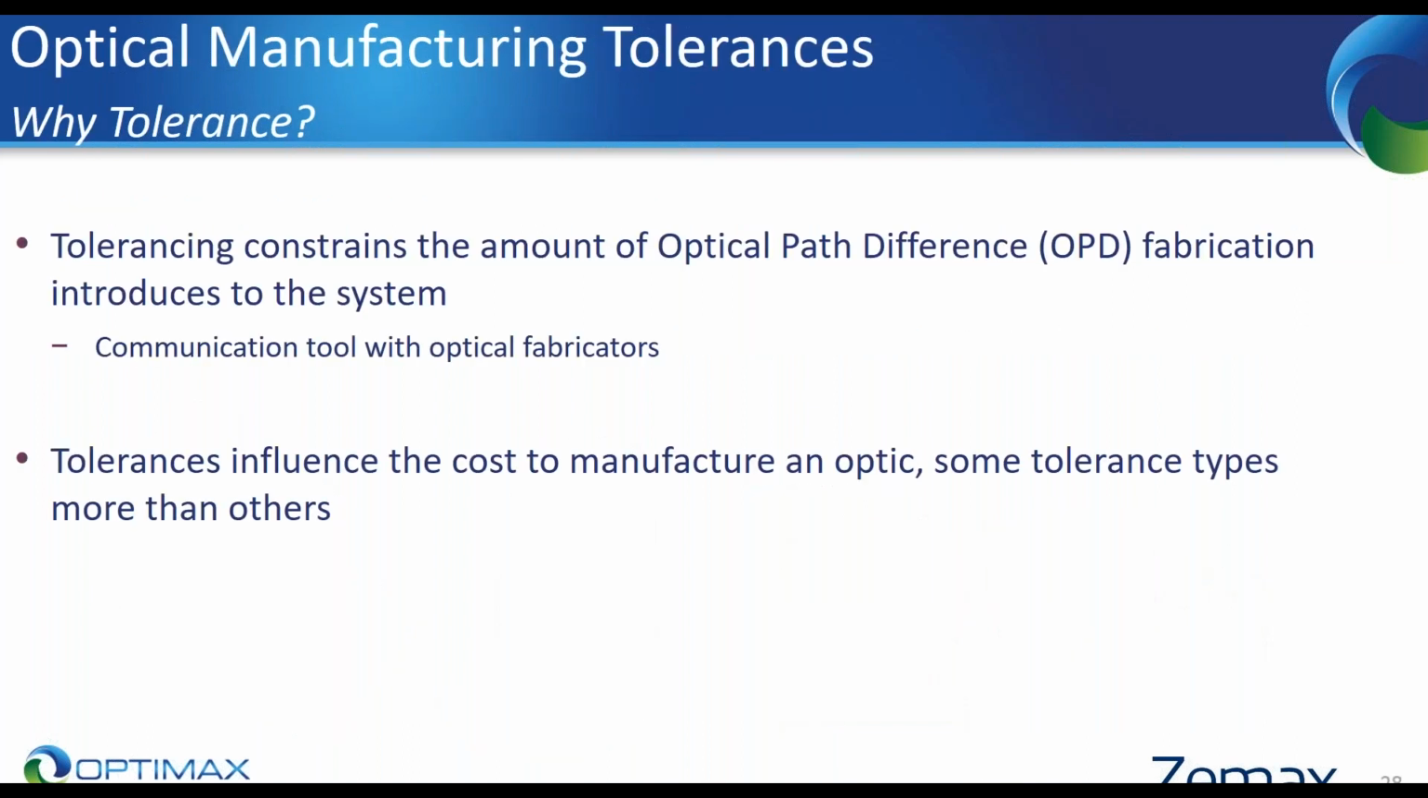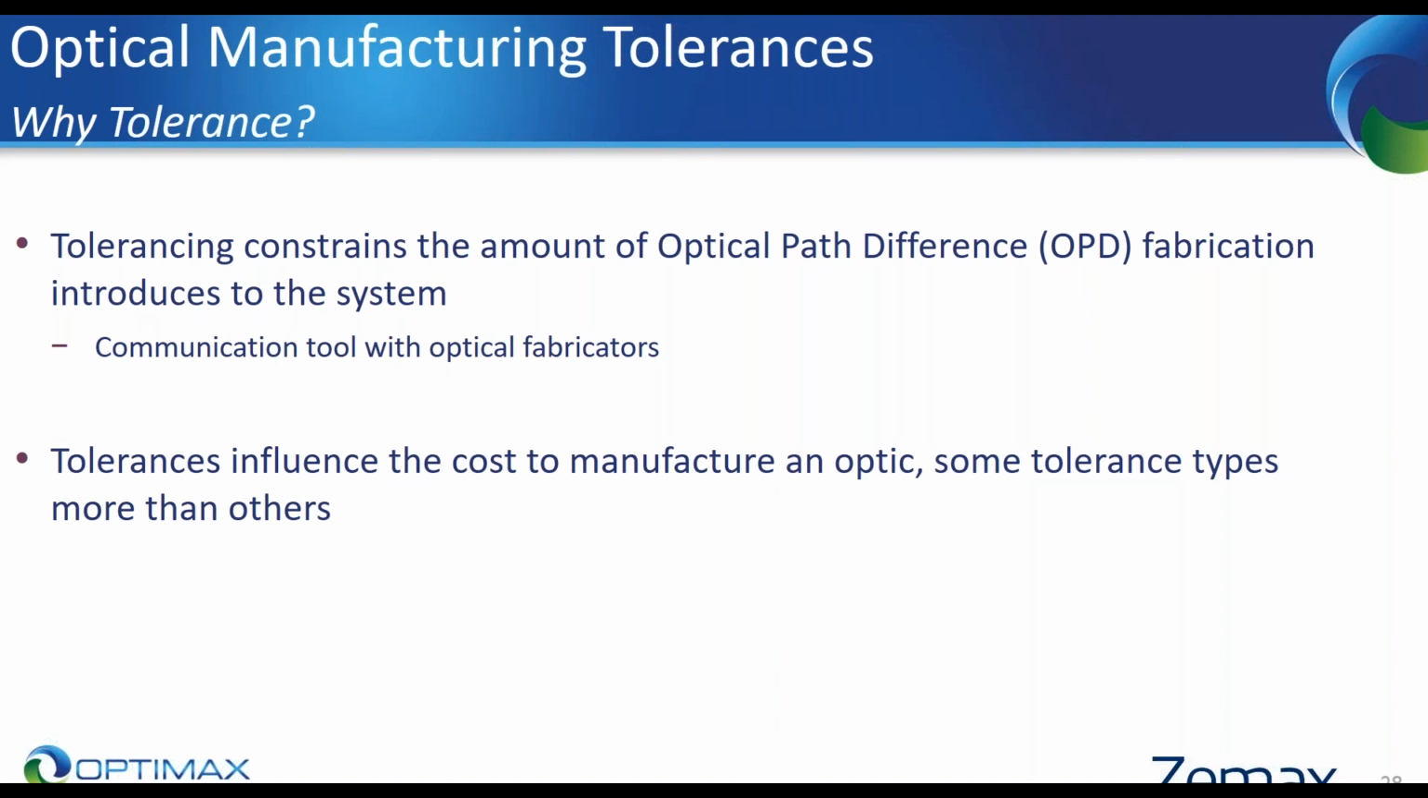Now I want to spend a little bit of time talking about optical manufacturing tolerances. Some of the time, the questions we get are: why tolerance? Why do we want to do this? Why can't I just hit default, or just use the Optimax tolerancing chart, pick a column and go?